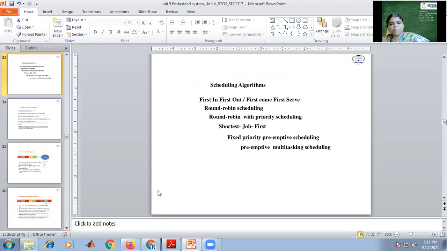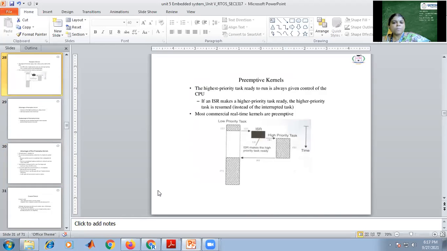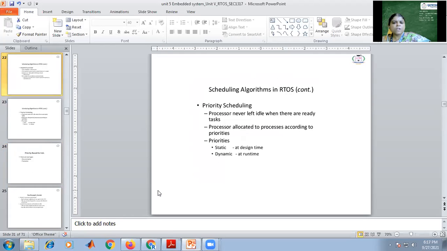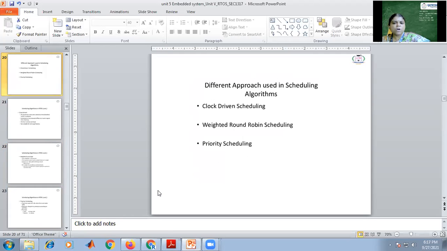Round robin with priority scheduling, shortest job first, fixed priority, and preemptive multitasking scheduling are the different algorithms. But whatever the algorithm, each of them is based on three different approaches: the clock driven scheduling approach, the weighted round robin scheduling approach, and the priority scheduling approach.